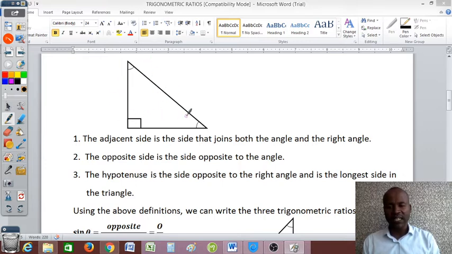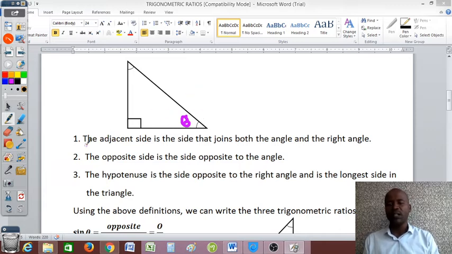For example, let us take this angle and name it theta. This is angle theta, a symbol that we are using to name this angle. You can name it angle X, angle Y, or any letter. Now, we will name the three sides of this right-angled triangle referring to this angle. If you are given this angle, we use this angle. But for the time being, we have been given this angle theta. So using this angle theta, we name the three sides of this right-angled triangle.